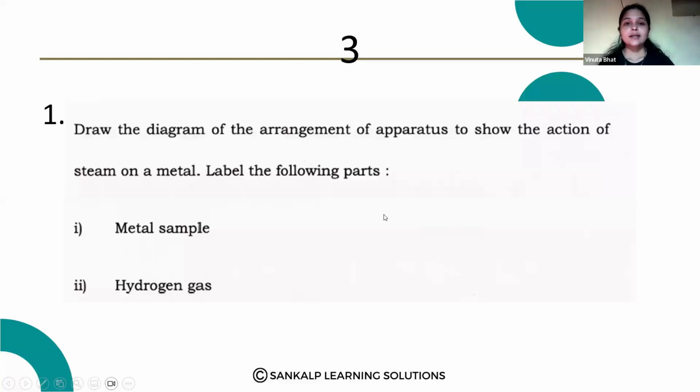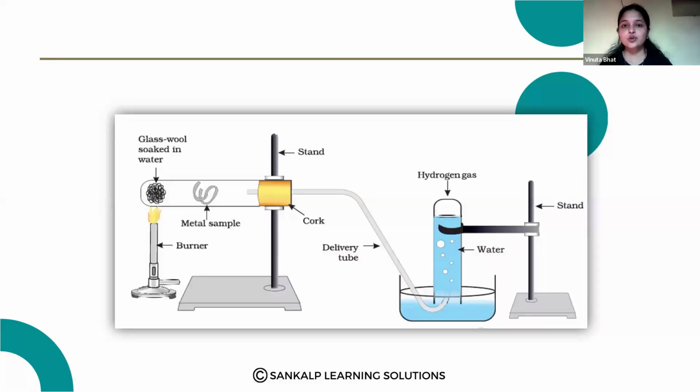Draw the diagram of the arrangement of apparatus to show the action of steam on the metal. You have to label the metal sample and the hydrogen gas. Yes, this is the diagram. Okay, one of the important questions for your exam. You have to label the metal sample as well as the hydrogen gas here.